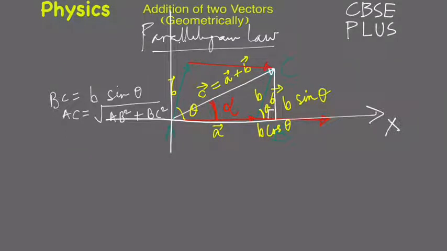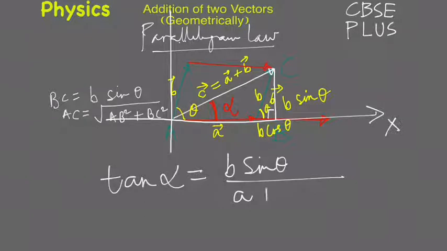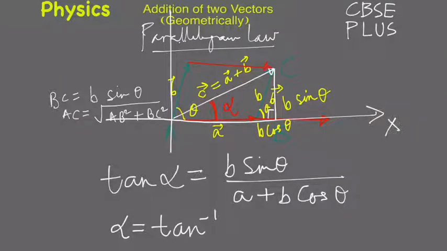To find out the value of alpha, it is very easy. We can find tan alpha. What is then tan alpha? That is perpendicular by base. So tan alpha will be the perpendicular, which is here B sin theta. And what is the base? A plus B cos theta. Or alpha is equal to tan inverse of this value, and hence we found the value of alpha, which is the direction of the new vector. And with this we concluded the parallelogram law, or the geometrical way of addition of two vectors.